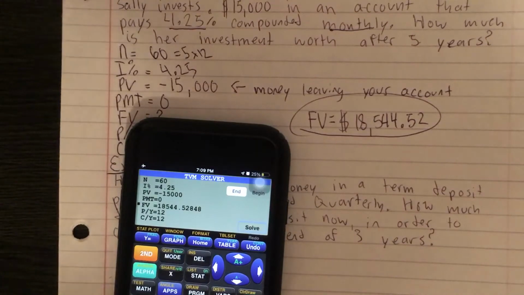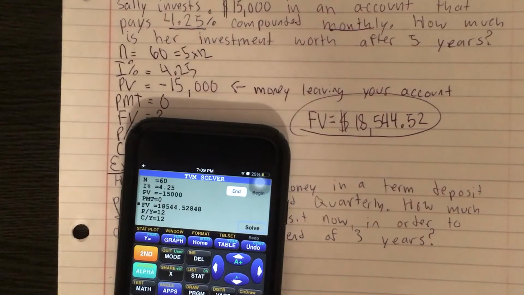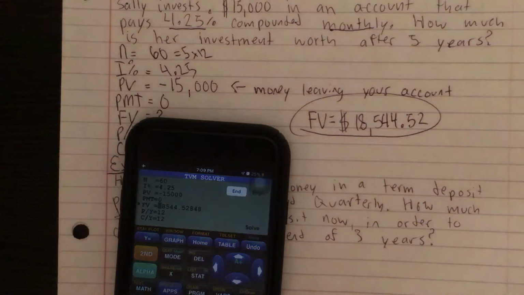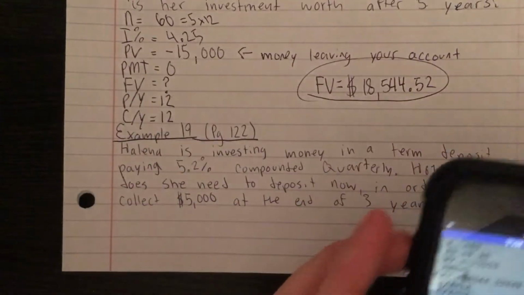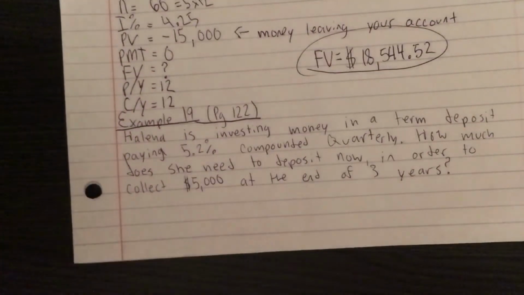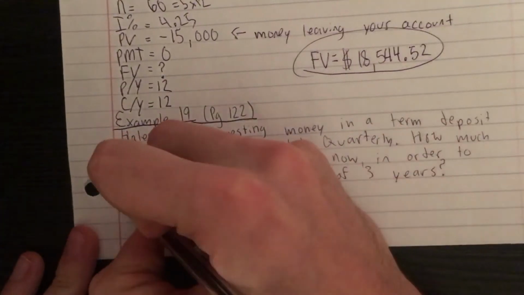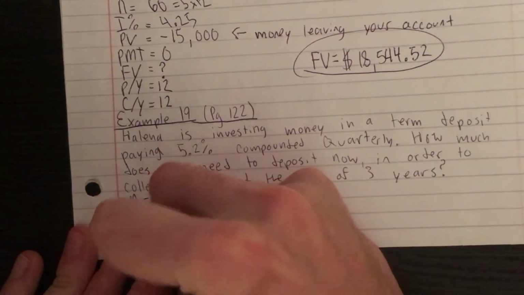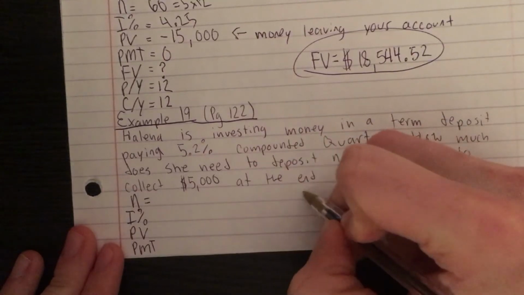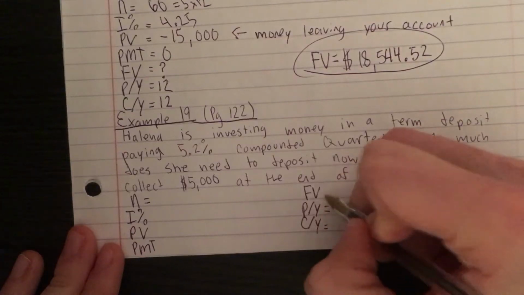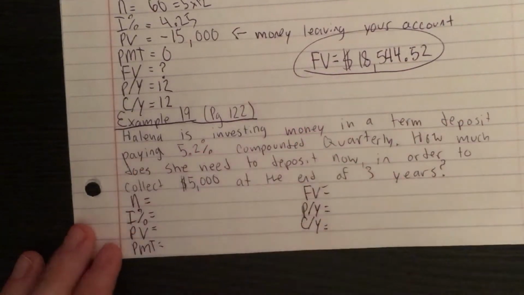You can check that by hand if you want to do so, but there's going to be some problems where it's a little bit more complicated, that we don't necessarily have the tools at this stage in your math career to solve yet. So everything that we're doing today is going to be using the TVM solver. So if you have any questions on that, please ask. So then I'm going to write this stuff out, and then we can look at the next one. So the payment, we've got the future value, we've got the payments per year, and the compounds per year. So let's get after it.